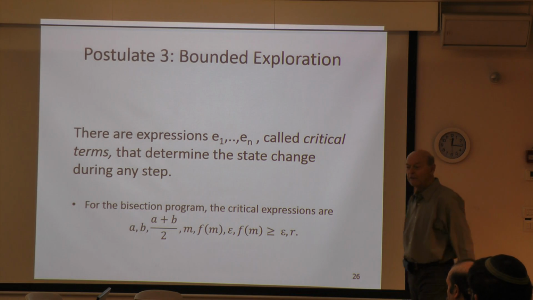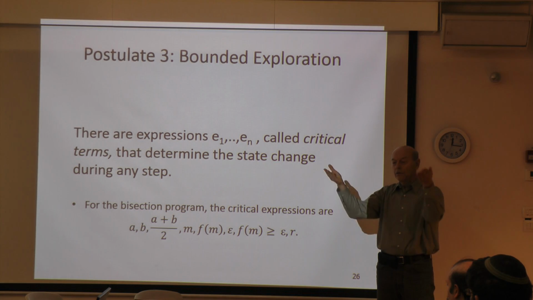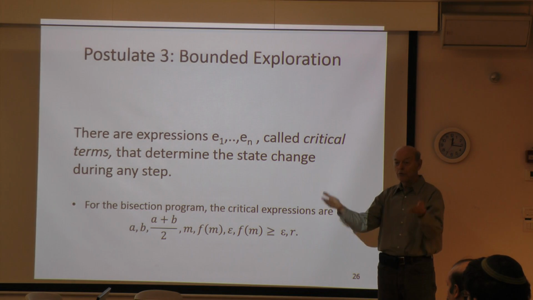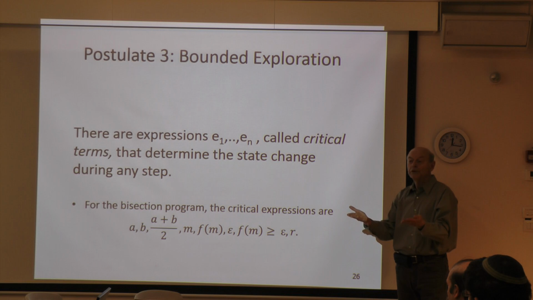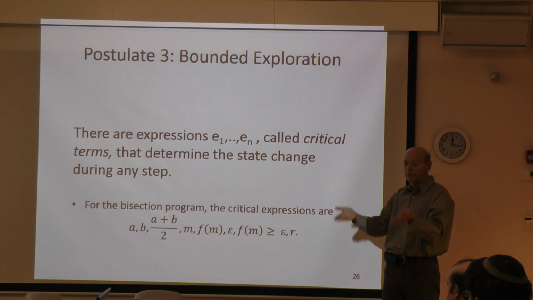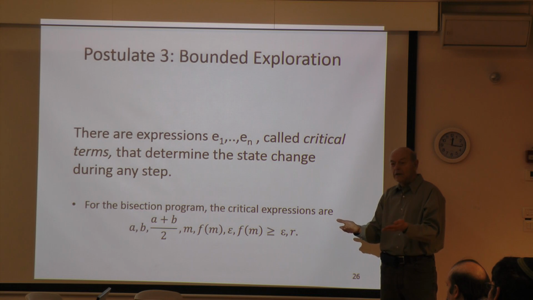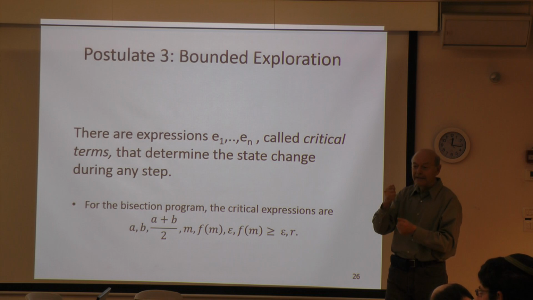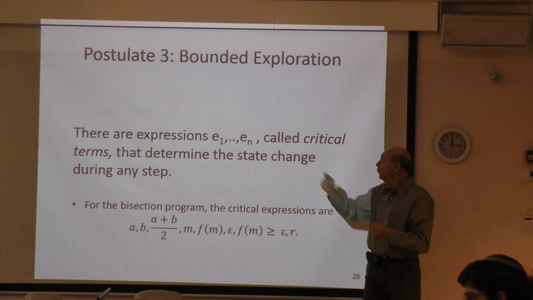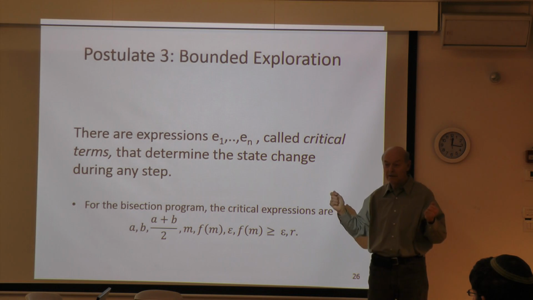And so what happens if you have two states? Evaluate all these critical expressions. There are only so many of them, and they depend only on the algorithm. So if you get the same values, then the change will be the same. In other words, the agent sees only these expressions. Symbolically, that's all it sees.